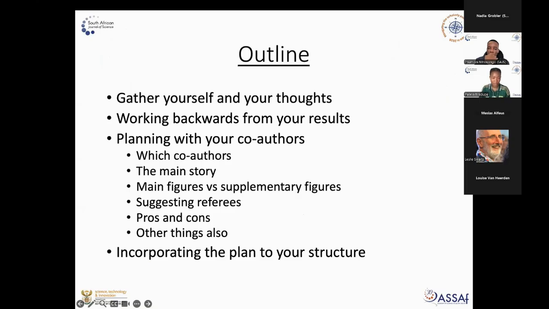Yeah. So this is the structure of this talk. I'll talk about how to gather yourself and your thoughts and how to work backwards from your results. And the main crux, like I said, of this talk will be planning with your co-authors how to do that. And then the last bit of the presentation will be on how to incorporate the plan in your final structure for your publication.